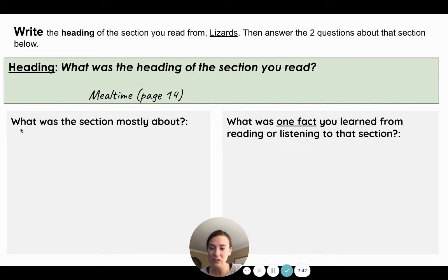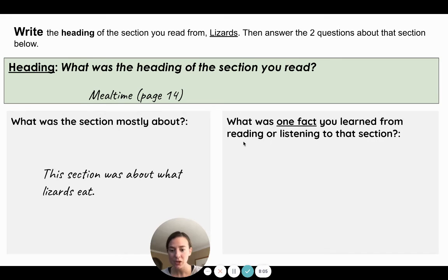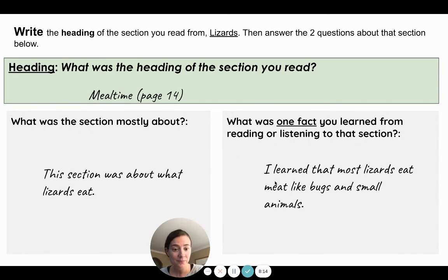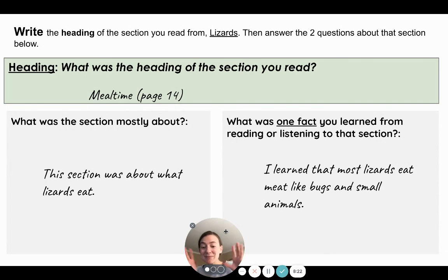Then I'm going to answer this question. What was the section mostly about? Well, the heading was mealtime, and in mealtime, they talked about what lizards eat. So I would write, this section was about what lizards eat. Now, what was one fact you learned from reading or listening to that section? Well, I learned that lizards are meat eaters and they eat bugs and small animals. That was really interesting. So that's what I'm going to write. I learned that most lizards eat meat like bugs and small animals. All right, now I'm done with my reading.